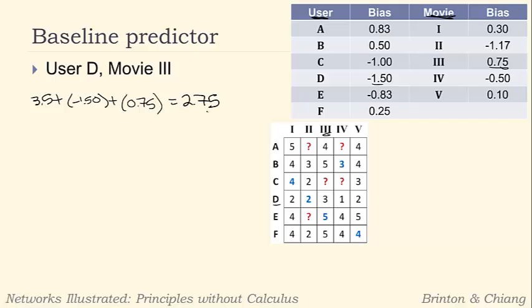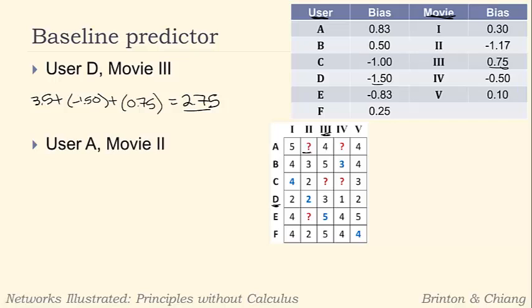So it's lower than the mean. We expect this to be lower than the mean. The intuition is that movie 3 isn't as much better than the average as D is more of a harsh critic than the average. So they don't quite cancel each other out, and we do end up going below the average for this pair, D3.